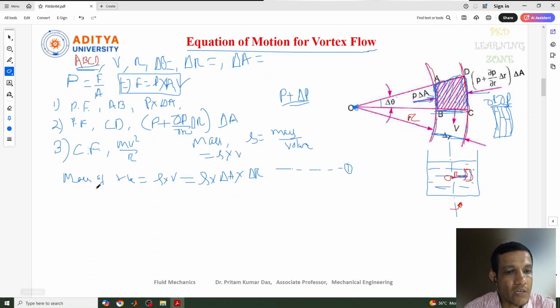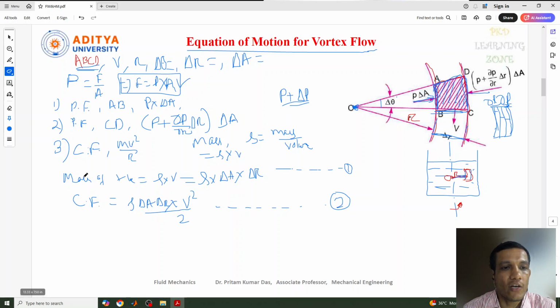Similarly, we got the mass of the element, so just put this value in the centrifugal force. We can write the centrifugal force as rho delta A into delta R into V square by r. This is equation 2, suppose. So this is the centrifugal force.